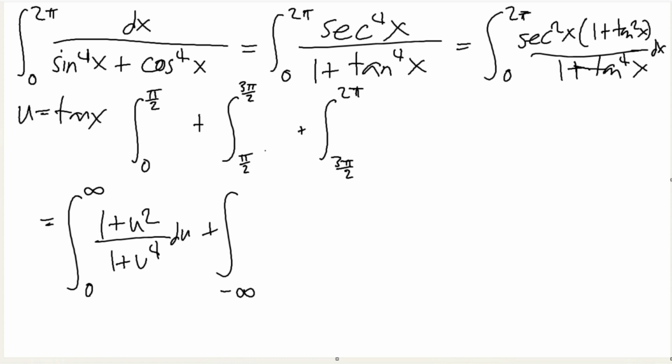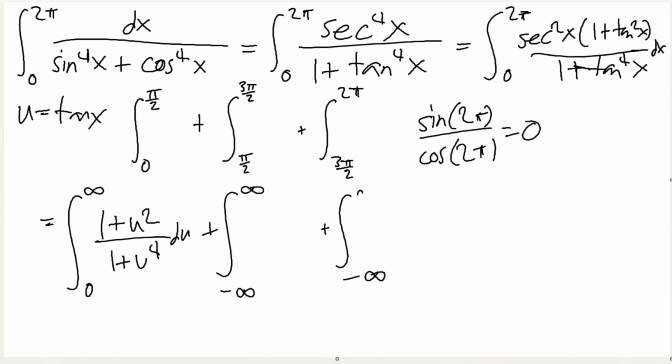3 pi over 2, that's infinity. And then here, negative infinity to 2 pi. What's tangent of 2 pi? Well, 3 pi over 2 is here, and then 2 pi is right here. I guess the easiest way to look at this is what's sine 2 pi, cosine 2 pi? It's 0. Okay, so that's how you go with that.